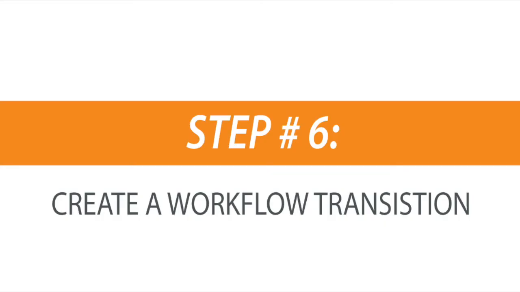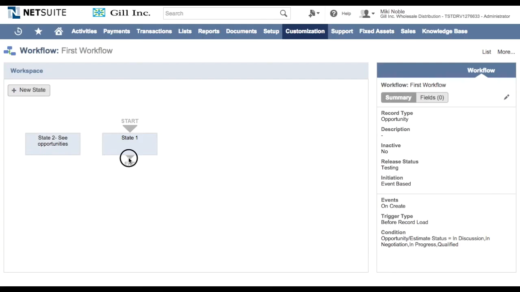Step 6. Create a transition. This step shows you how to create and edit a transition. You can use the diagrammer to drag and drop a transition between states and then edit the transition properties. In the diagrammer, hover over the end icon on State 1 entry. The cursor becomes a filled half circle. Drag and hover over State 2, see Opportunities.